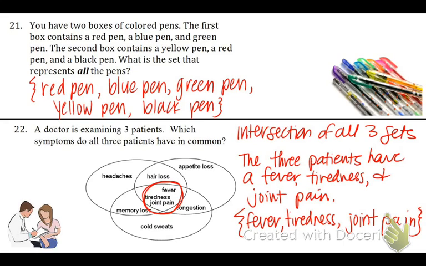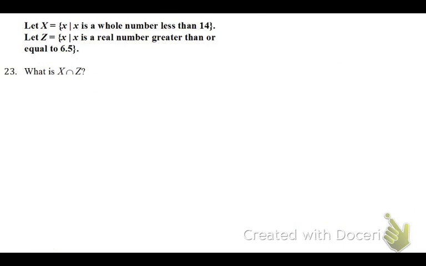Okay, let's keep rolling. We're on the last page now. Let x equal the whole numbers that are less than 14 and z be the real numbers greater than or equal to 6.5. So the first thing that I did was write down the numbers that are whole and less than 14. So let's do that now.